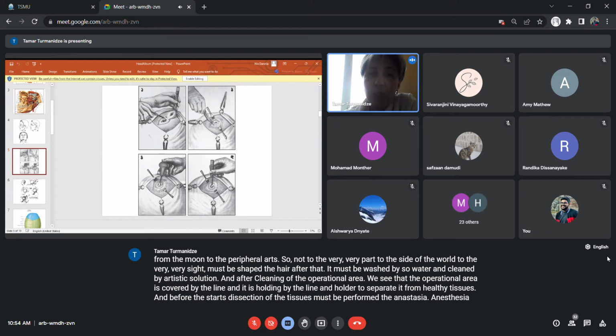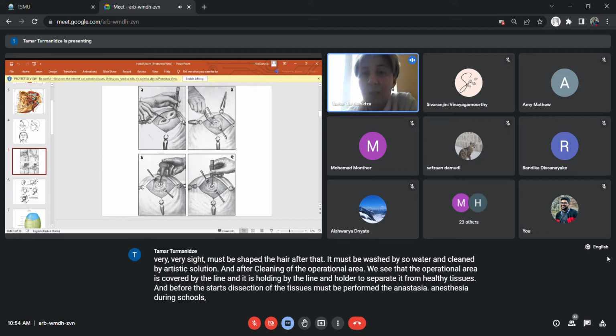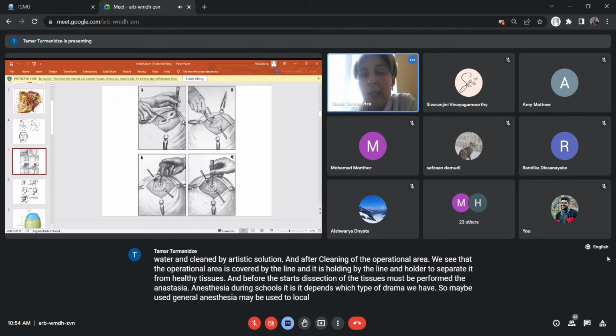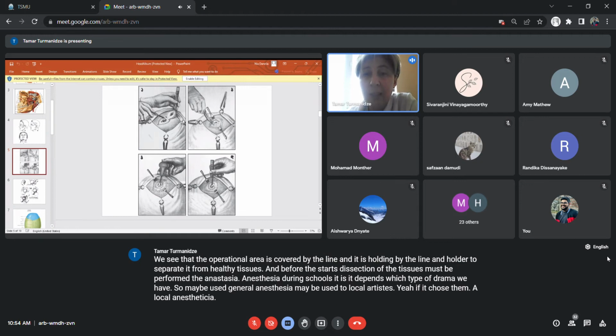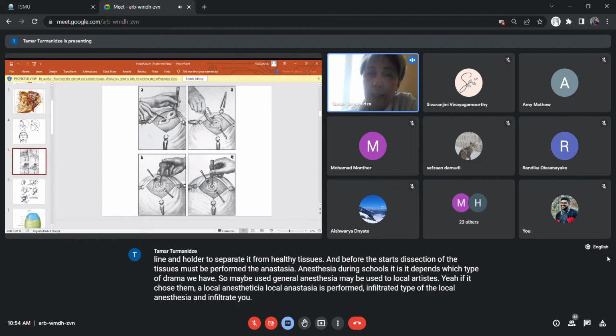Anesthesia during skull wounds depends on what type of trauma we have. Maybe general anesthesia is used, maybe local anesthesia. If local anesthesia is chosen, the infiltrative type of local anesthesia is performed, and infiltrative anesthesia in the tissues of the head is done in 3 stages.